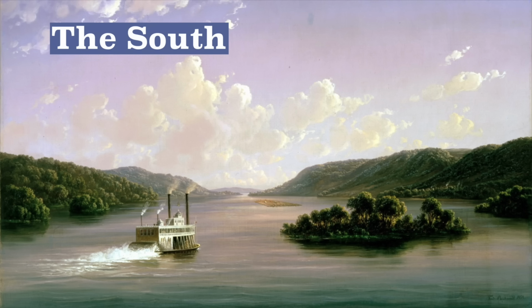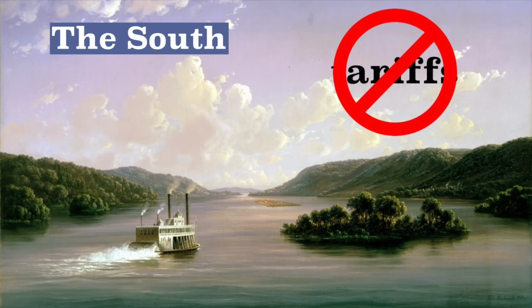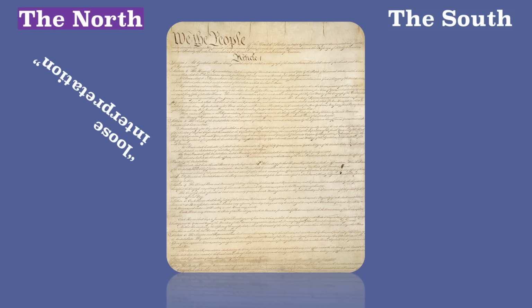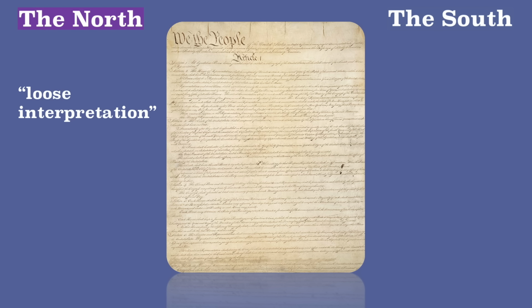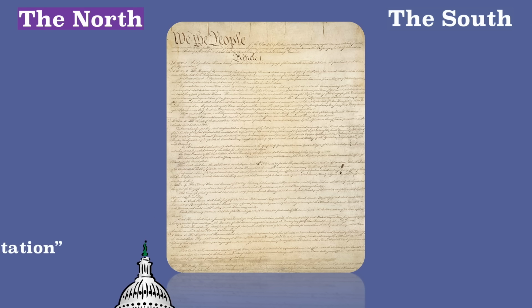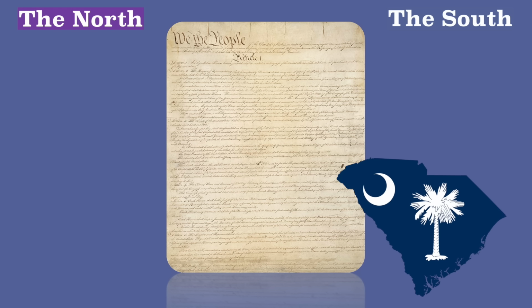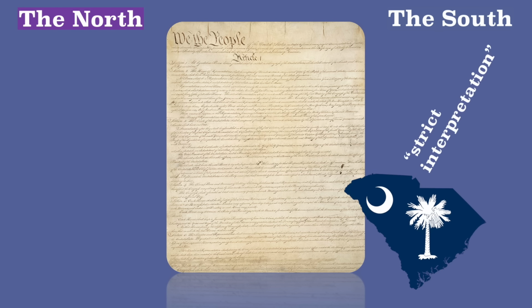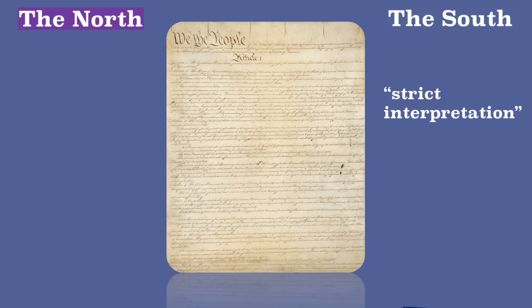Other than obviously views about slavery, Southerners tended to be more against tariffs, while Northerners were for high tariffs. Northerners tended to have a more, quote, loose interpretation of the Constitution and wanted a stronger national government. Southerners tended to think that state governments should have way more power than the national government and a more literal, quote, strict interpretation of the Constitution.